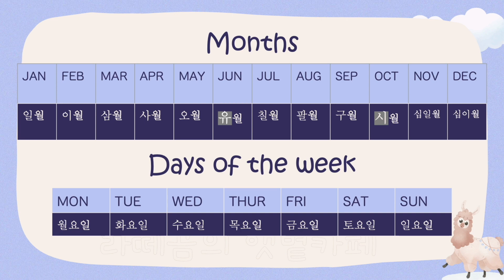And at the bottom, we have days of the week. So I'll read it out. Monday is 월요일. Tuesday is 화요일. Wednesday is 수요일. Thursday is 목요일. Friday, 금요일. Saturday is 토요일. And Sunday is 일요일.